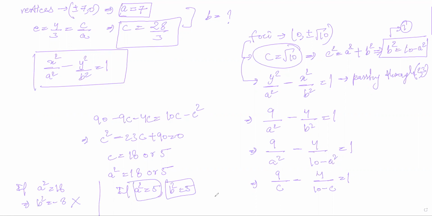Hence, the equation should be y square minus x square is equal to 5. y square by 5 minus x square by 5 is equal to 1. So basically, this is an equilateral hyperbola. In this question, you have been given an equilateral hyperbola.